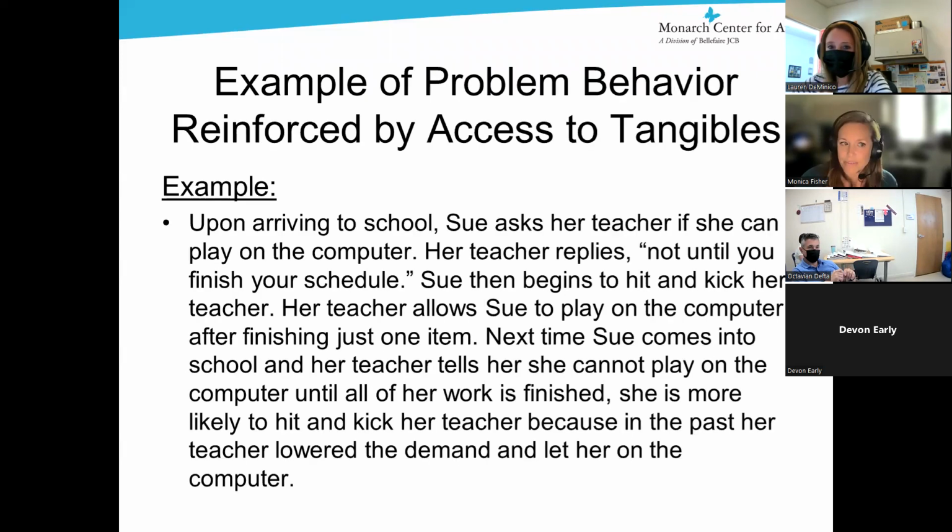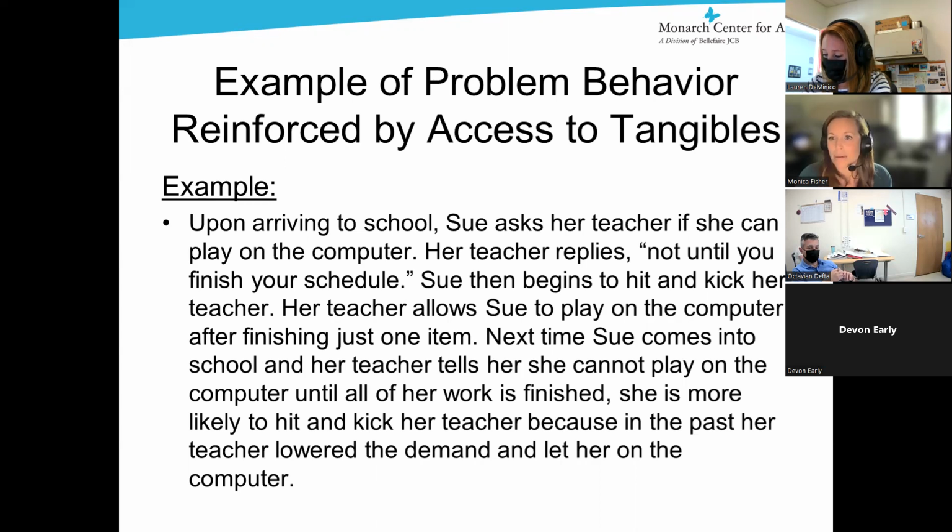An example of this: upon arriving to school, Sue asks her teacher if she can play on the computer. Her teacher replies, not until you finish your schedule. Sue begins to hit and kick her teacher. Her teacher allows Sue to play on the computer after finishing just one item. Next time Sue comes into school and her teacher tells her she cannot play on the computer until all her work is finished, she's more likely to hit and kick her teacher because in the past, the teacher lowered the demand and let her on the computer.